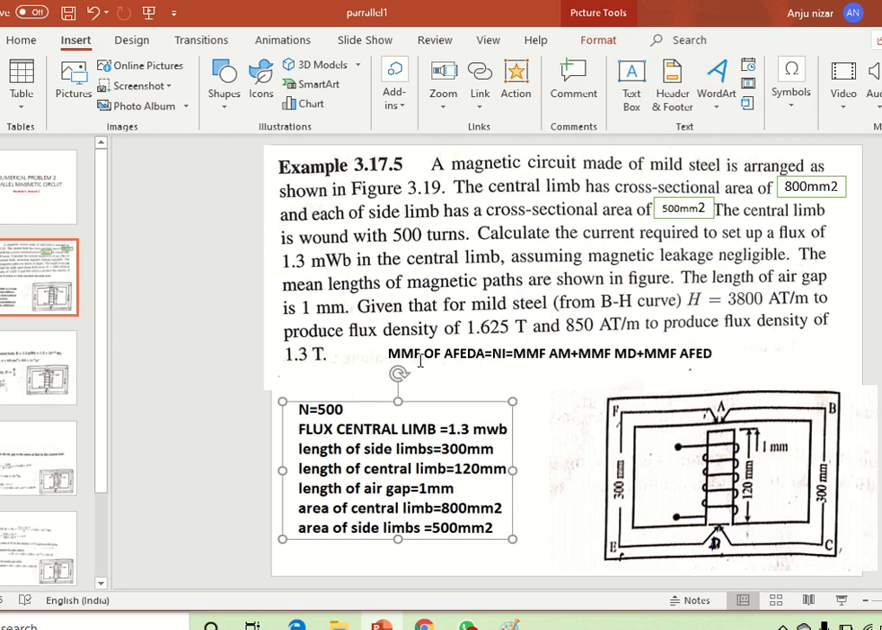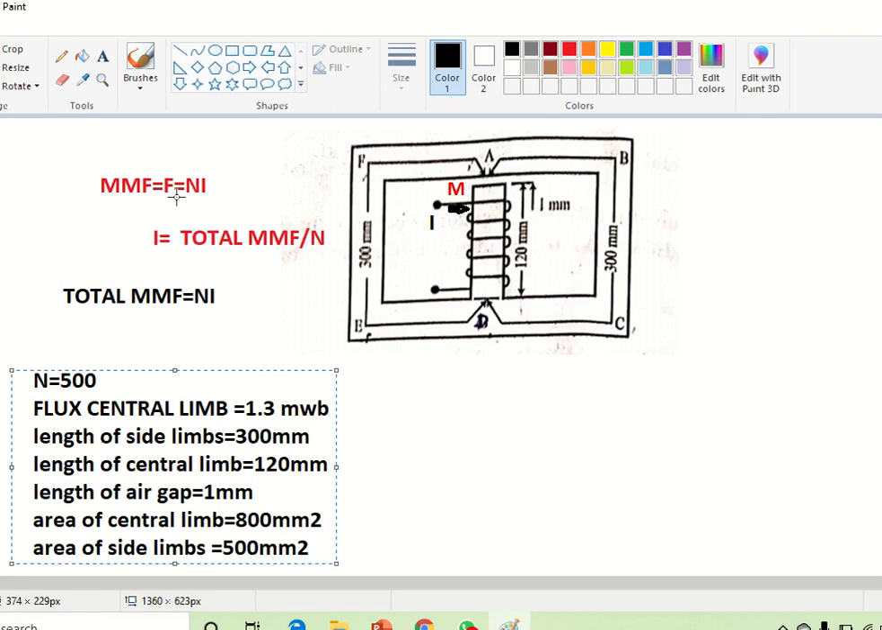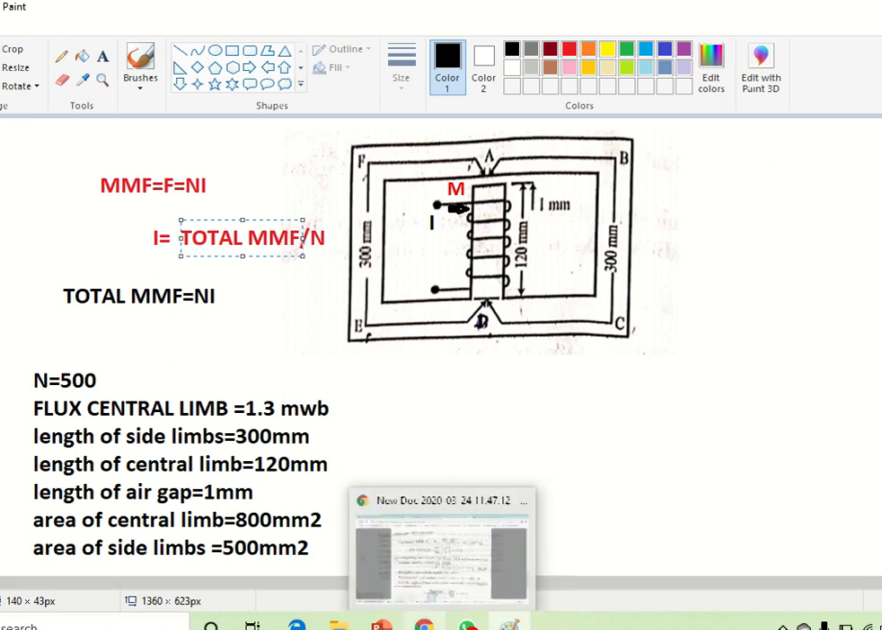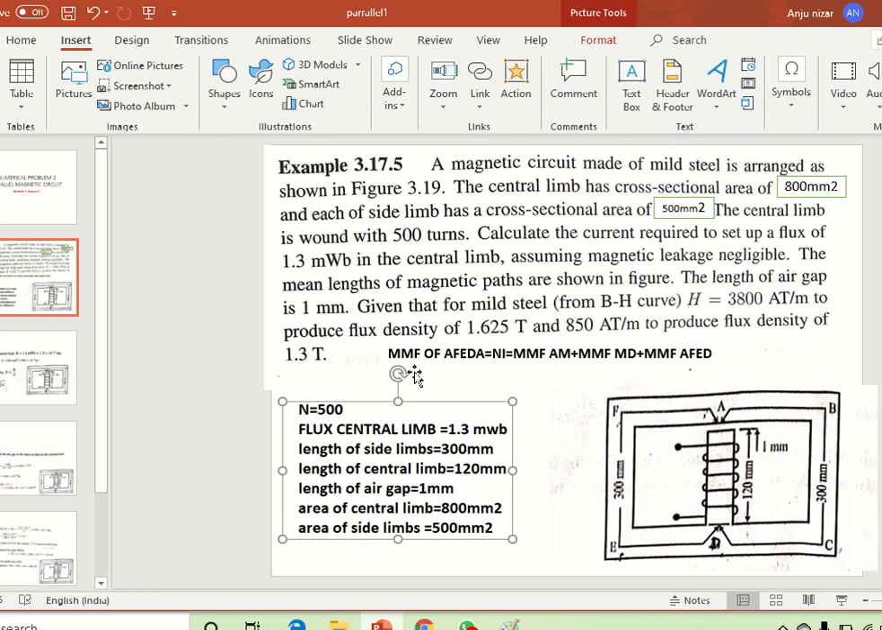So for doing the problem, our aim is to find the total MMF, that is Ni. Once you get Ni, or the total MMF, then divide by N, giving you I. Your aim is to find the total MMF first, then divide by the number of turns to give you the current. So the total MMF is given by this equation: MMF total equal to Ni equal to MMF AM plus MMF MD plus MMF AF.